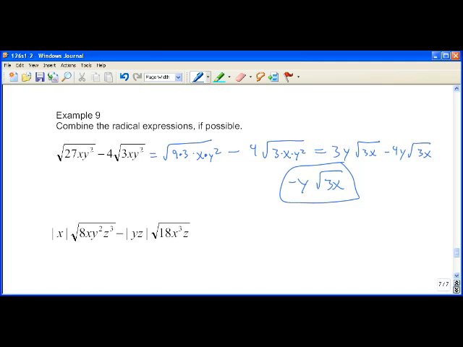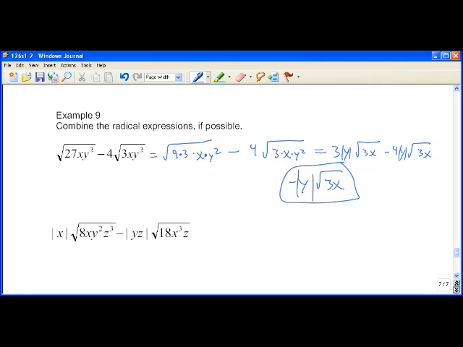Okay, let's take on the next one. I think, to be technically correct, I was supposed to say the absolute value of y there and there. So it's negative absolute value of y times the square root of 3x.